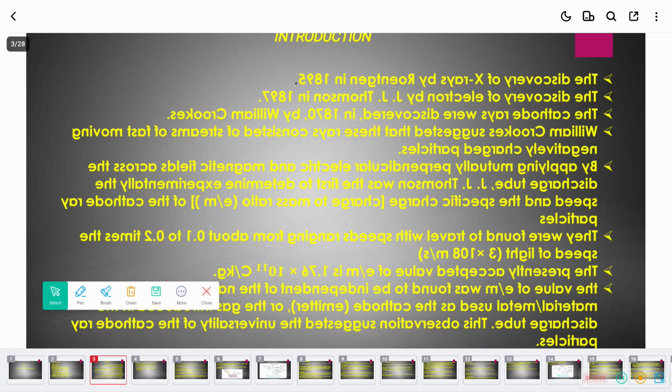Okay. One point. Hemavati, stand up. This point you read. We'll see how your brain is working. The presently accepted value of electron charge by mass is 1.76 into 10 to the power 11 coulomb by kg. That means your left side brain, right side brain, everything is working. Very good. Excellent. Clap.